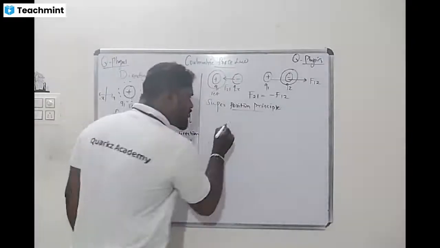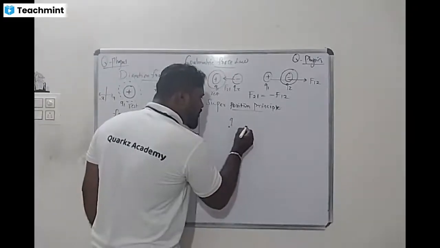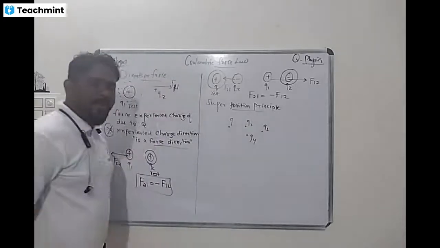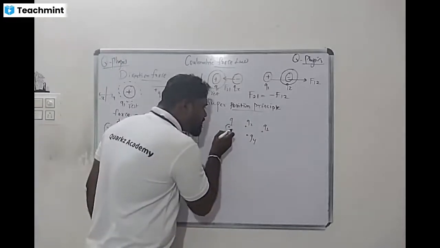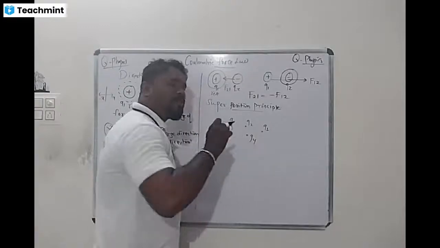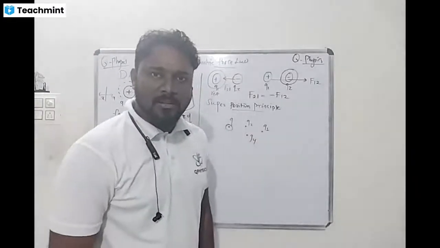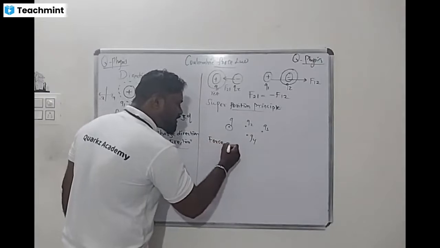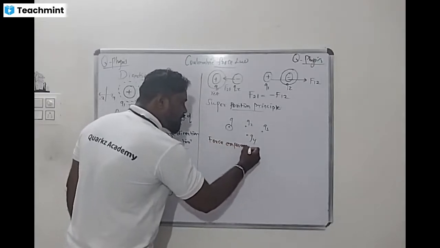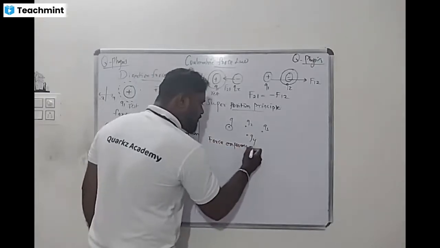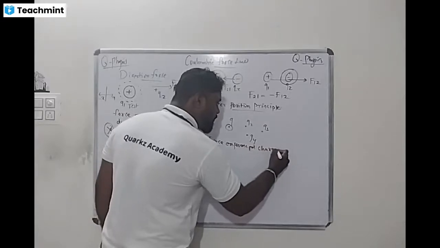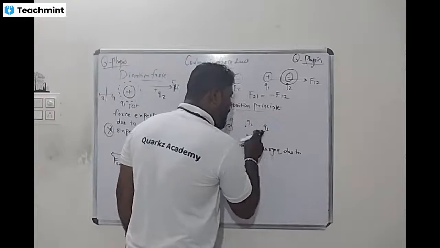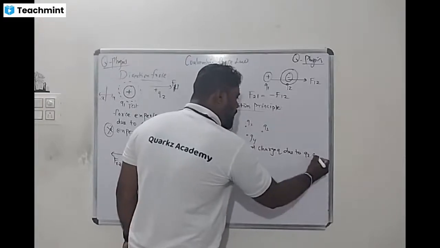I'm considering this charge value as Q, another charge is Q2, another charge is Q3, another charge is Q4. So we calculate the force produced on this Q charge by the other charges. Is it clear? So what is that? The force experienced by the charge Q due to Q2, Q3 and Q4.